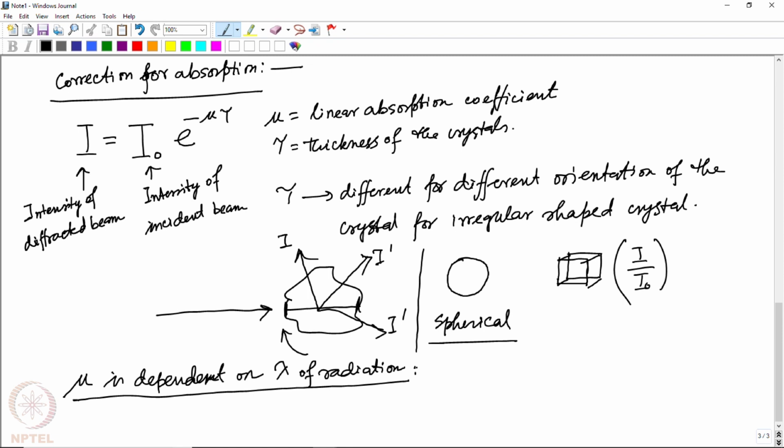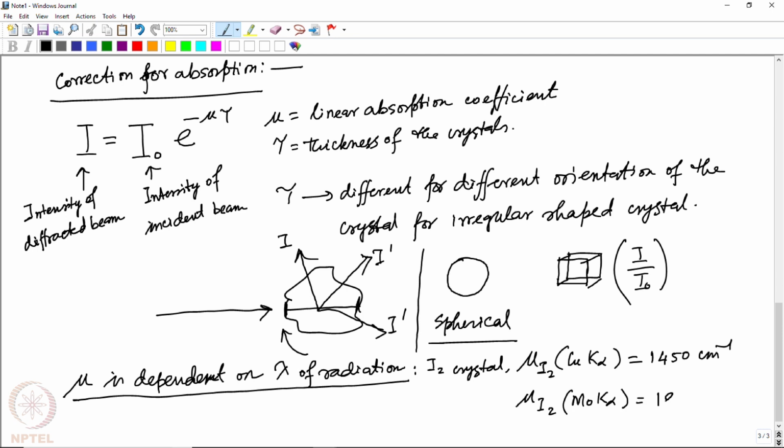The shorter the wavelength, the more penetrating the wave is, so the lower is the value of mu. One example is for an I2 crystal. This mu for I2 using copper K alpha radiation is found to be about 1450 centimeter inverse, whereas this same mu for I2 using MoK alpha radiation is reduced to just 183 centimeter inverse.